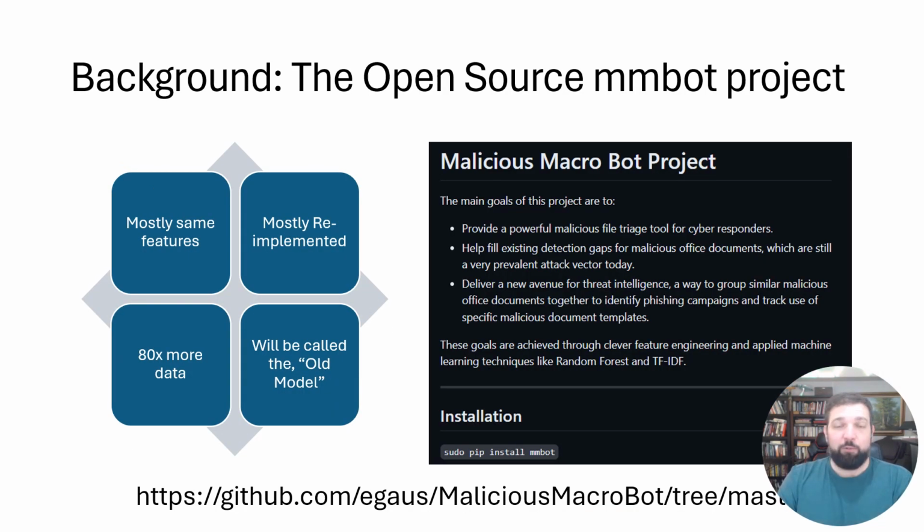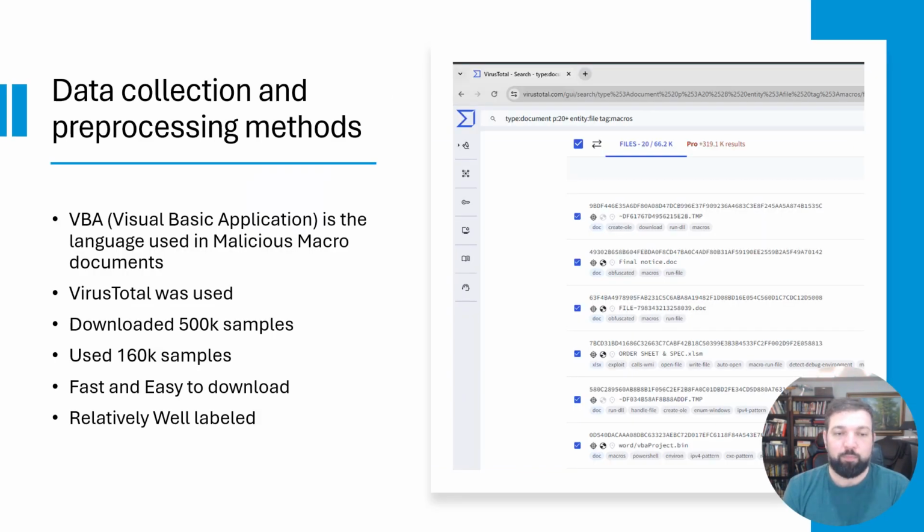So the background for this is an open source project called MMBot, with the source code right here on GitHub, which uses a lot of these techniques. Now, I re-implemented a lot of this, used a lot of the same features, and added about 80 times more data. And in this presentation, we'll be referring to this as the old model.